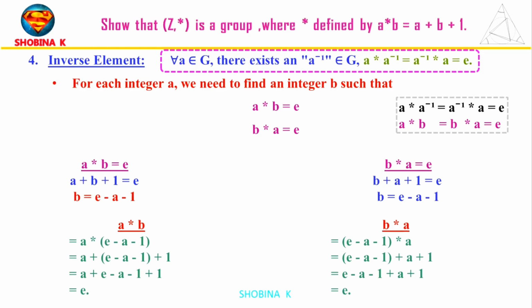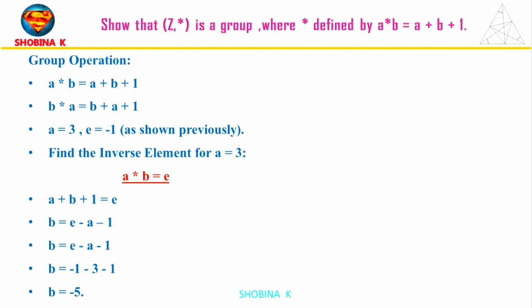And then rearrange the terms. -a + a get cancelled. Also cancel +1 and -1. And finally we get e. Similarly for b * a, we get e. And you can see a * b and b * a gives e, which satisfies the inverse property. Now let's put some values and verify the inverse property. Let's take an integer a = 3 and e = -1 from the identity element.